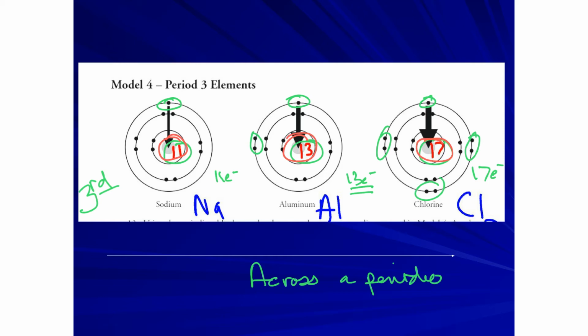And so I am getting a greater pull as I go across a period. I'm getting a greater Coulombic attraction because I'm adding more protons and electrons, but the electrons are at the same distance each time. And I'm adding more protons as I go across a period. And so I'm going to have a greater Coulombic attraction as I go across a period.